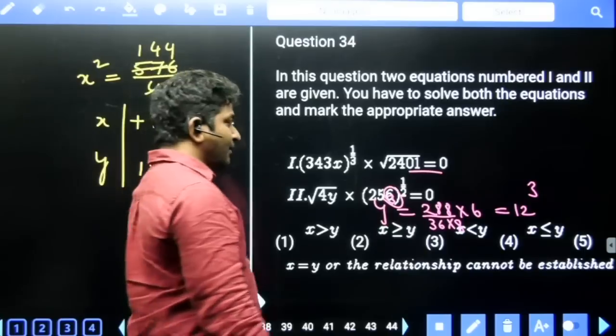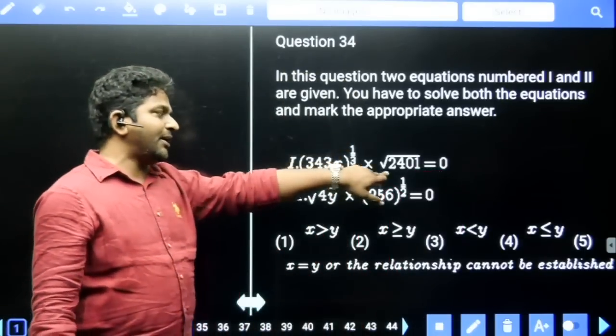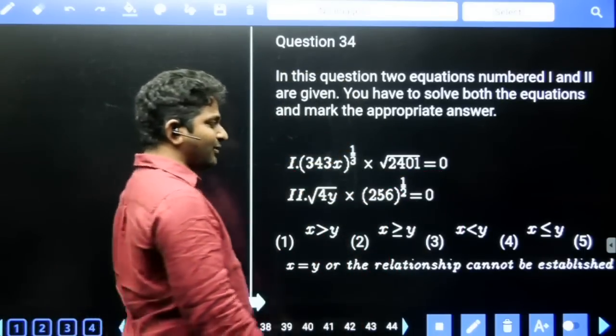Next. 3 to the power of 343 x to the power of 1 by 3 into 2401 is equal to 0.